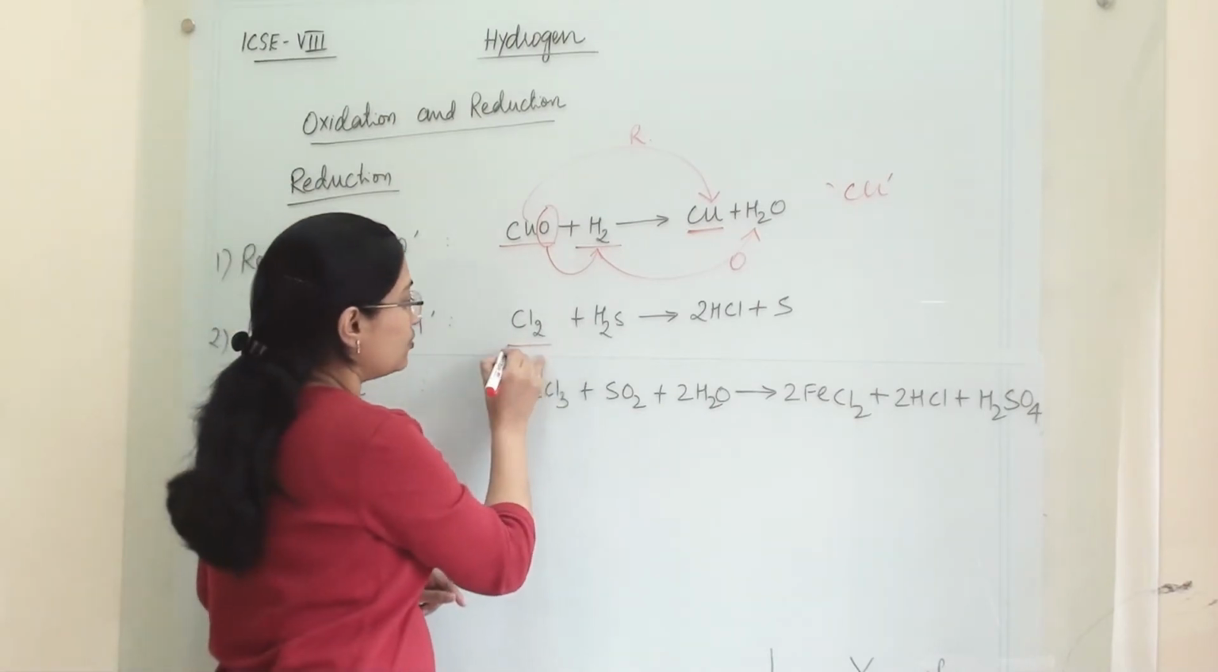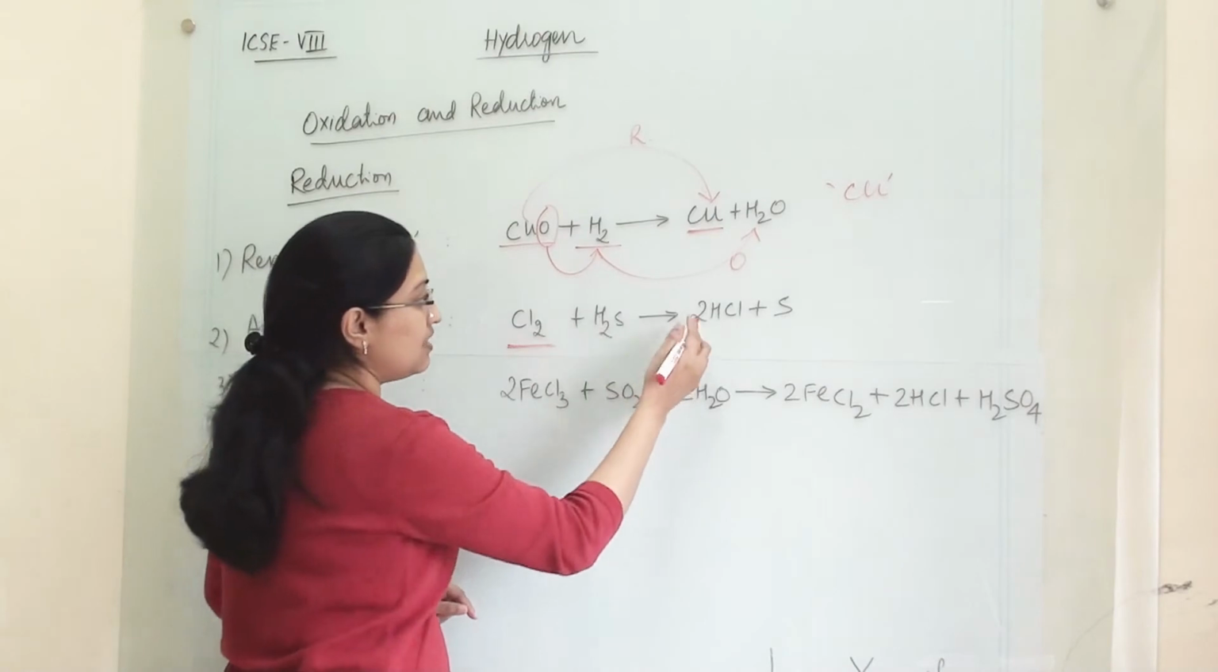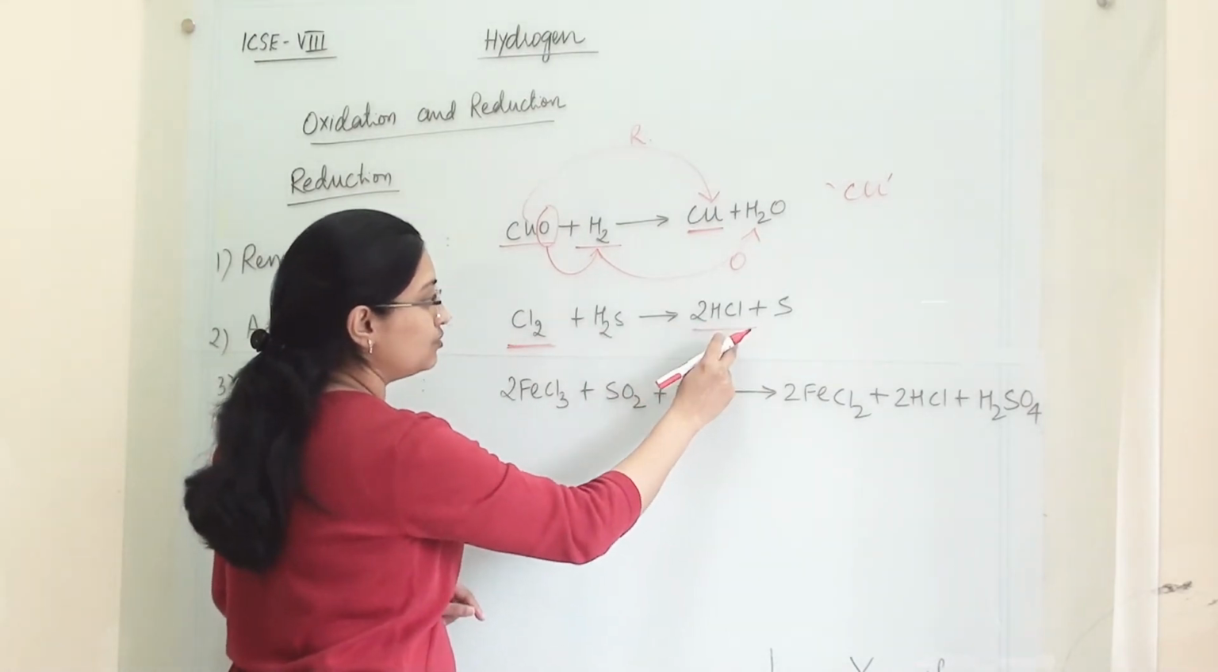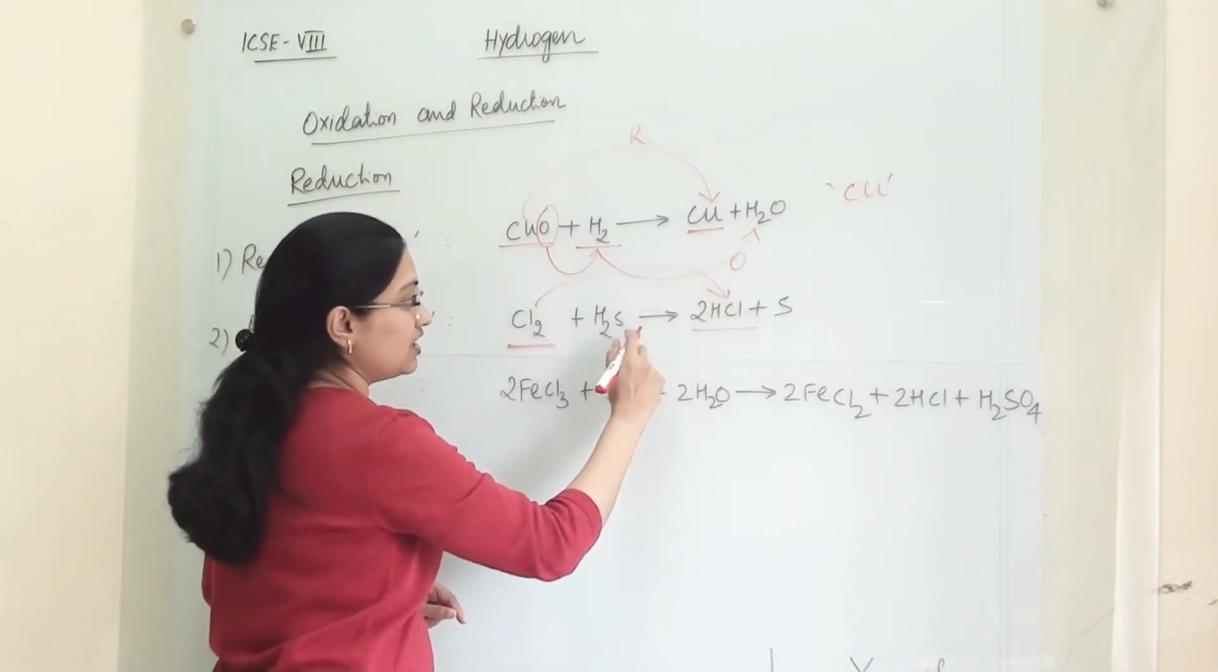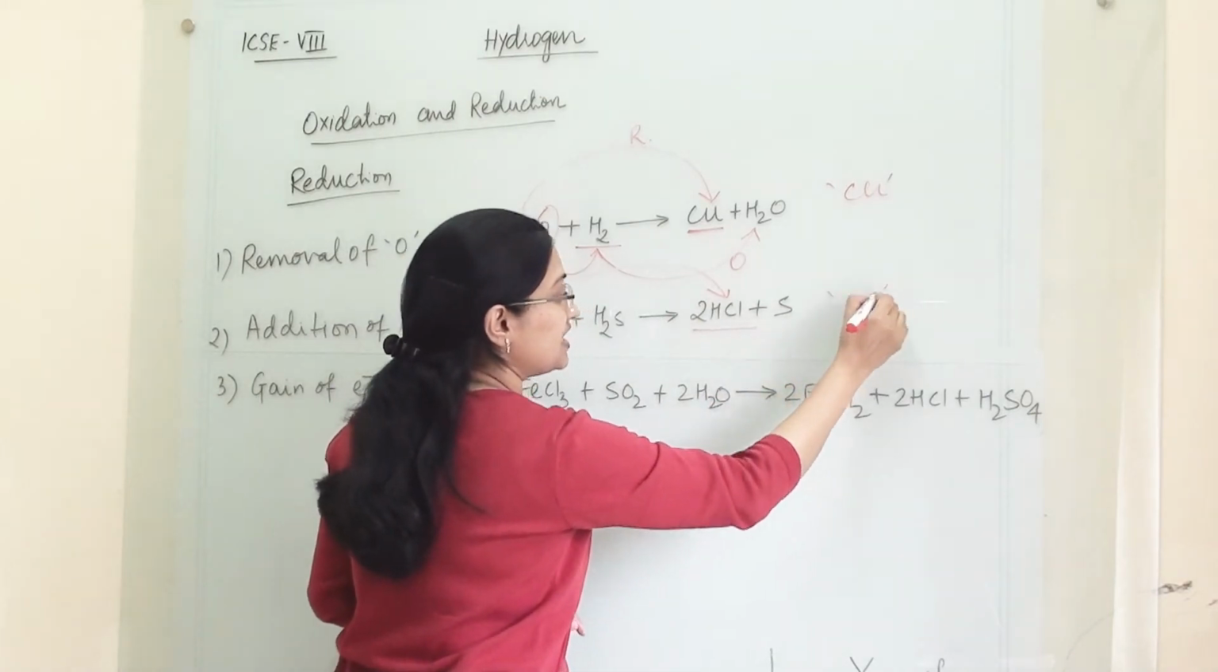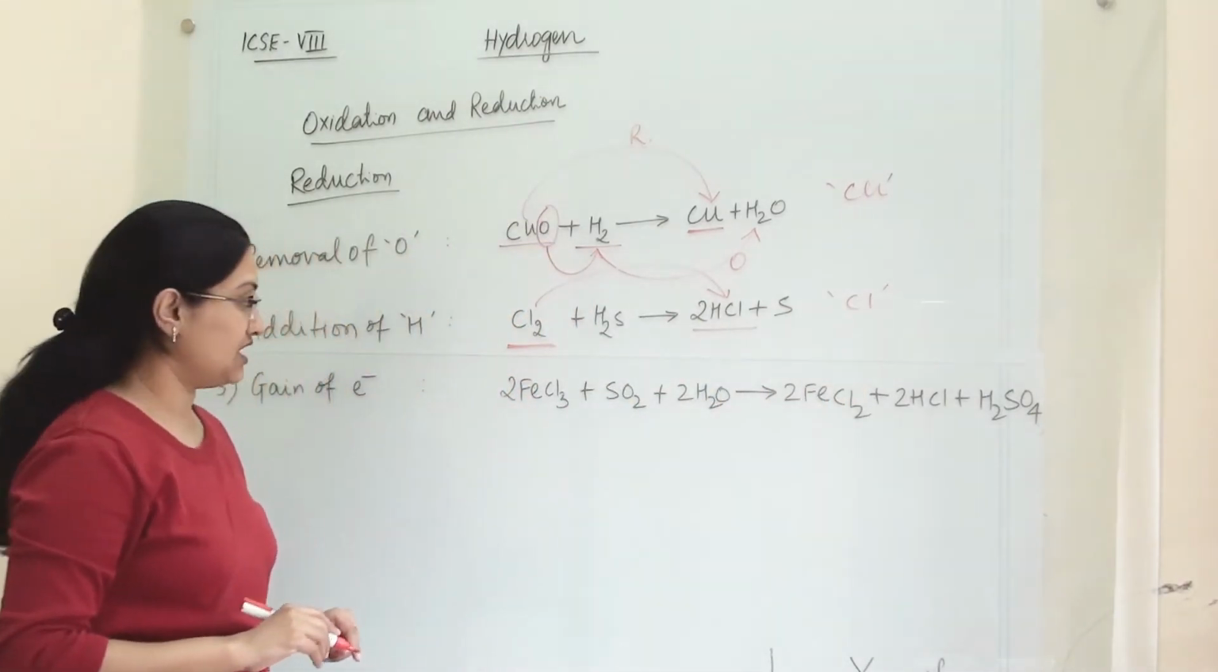Then addition of hydrogen. Here chlorine was earlier alone. Now the hydrogen has been added to chlorine. So chlorine is being reduced in this reaction.